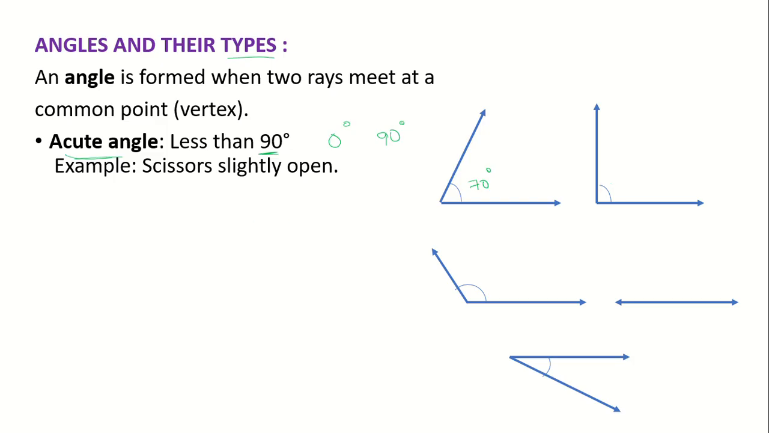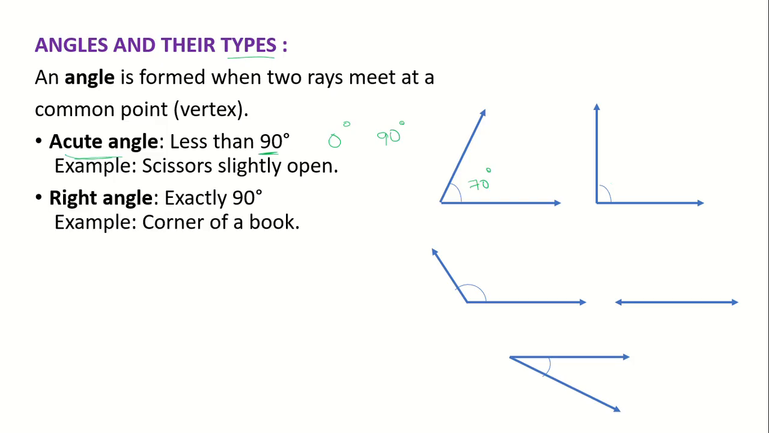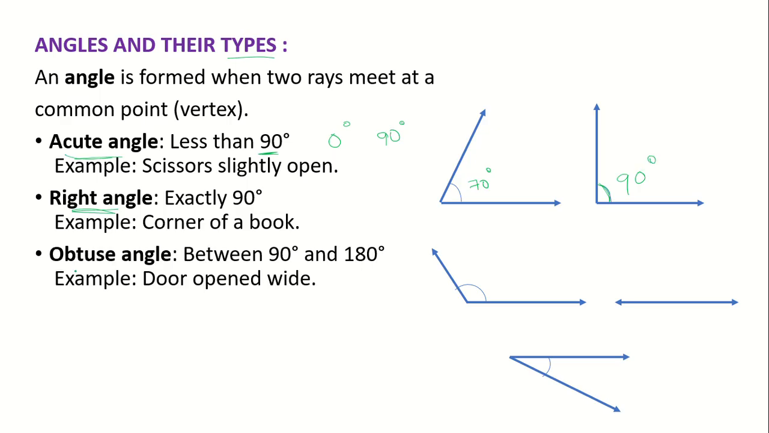Next, the type of angle we have is right angle. What is a right angle? Exactly 90 degrees, or an angle equal to 90 degrees. You can remember it as in a circle, the 1 by 4th portion of a circle is 90 degrees. That is a right angle.